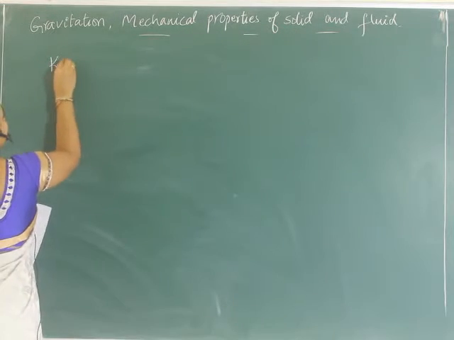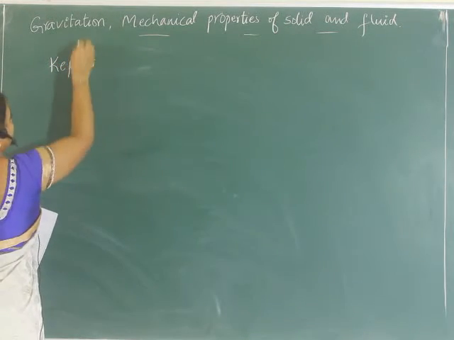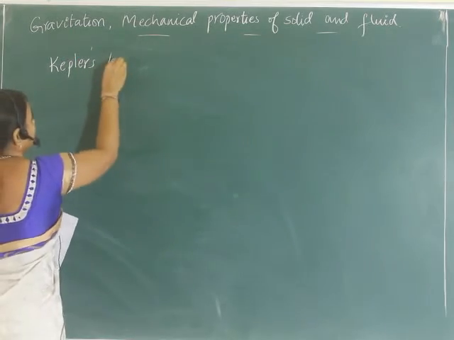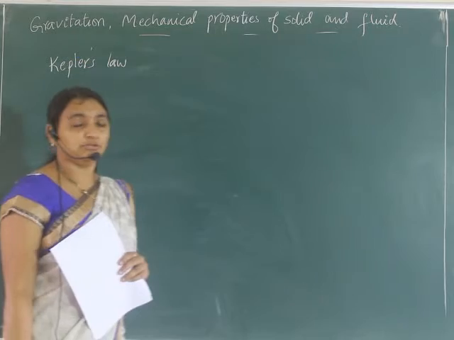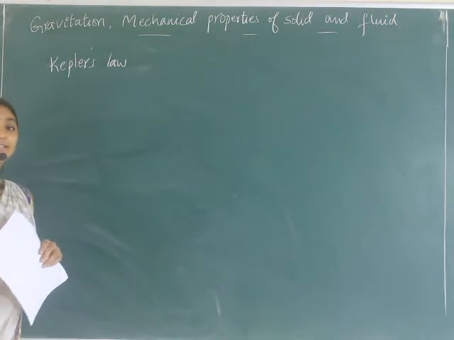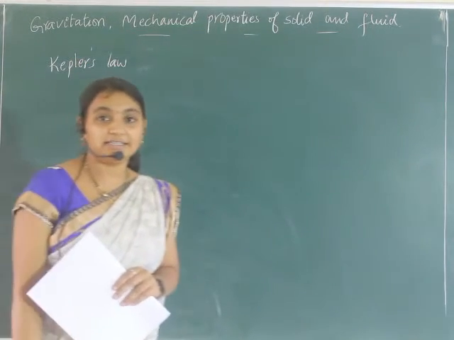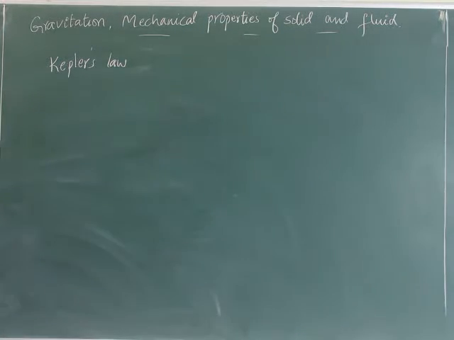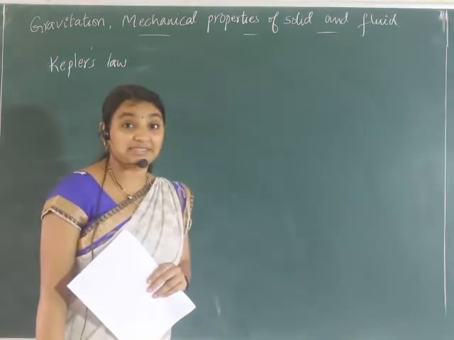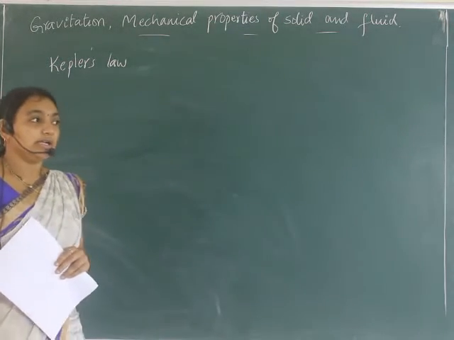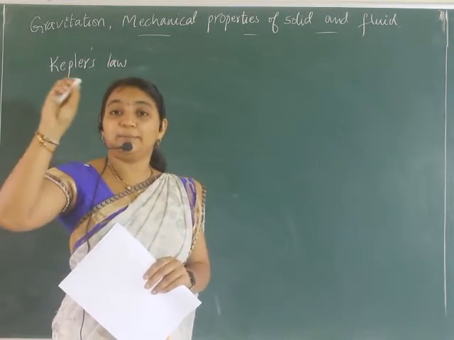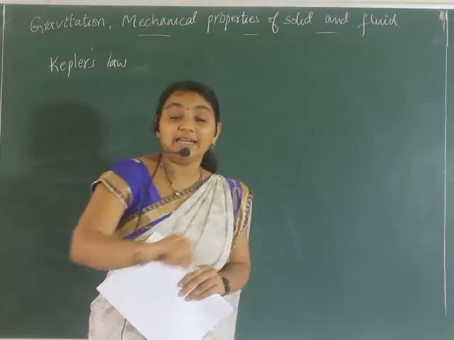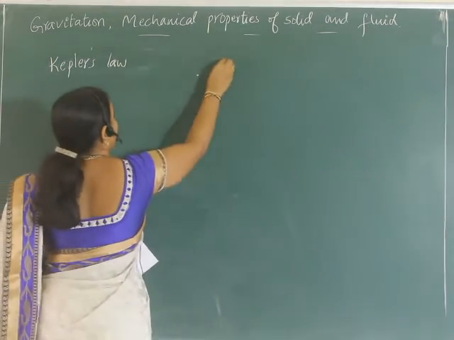First one is Kepler's law. In the concept called gravitation, Kepler's law deals with planetary motion, the laws of planetary motion. What does Kepler's first law state? First law states that all planets move in an elliptical orbit with the sun at one focus. Second law states that the line joining the sun and the planet sweeps equal area in equal intervals of time.